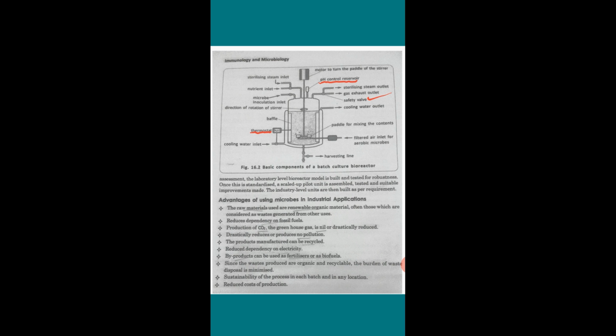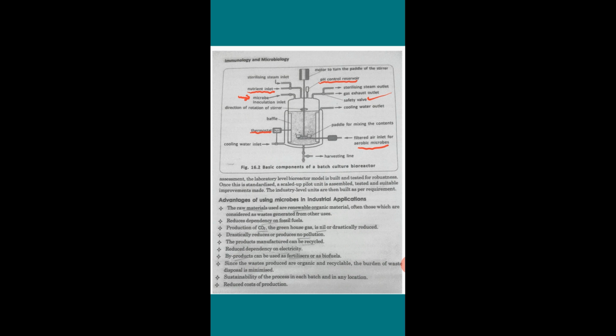Here you can see other parts also which are not mentioned in the textbook. You can see here the nutrient inlet, through which essential nutrients for the microorganism to act upon will be delivered to the bioreactor. Then the microbe inoculation inlet. Through this inlet, microorganisms are continuously supplied to the bioreactor. Then the filtered air inlet for the aerobic microbes. Aerobic microorganisms need continuous supply of oxygen, and the filtered air will be passed to the bioreactor through this inlet.